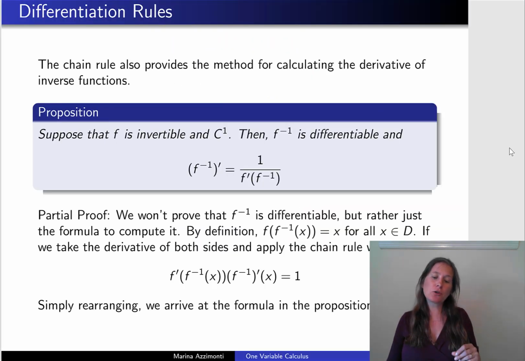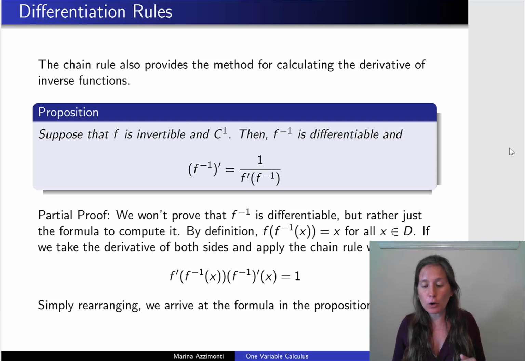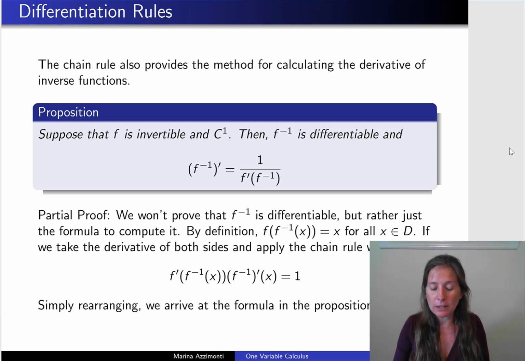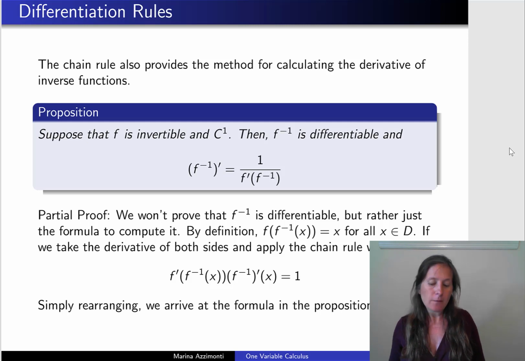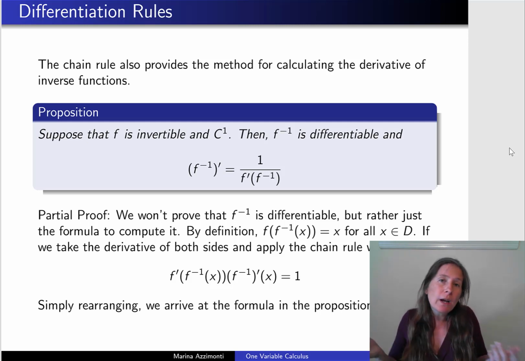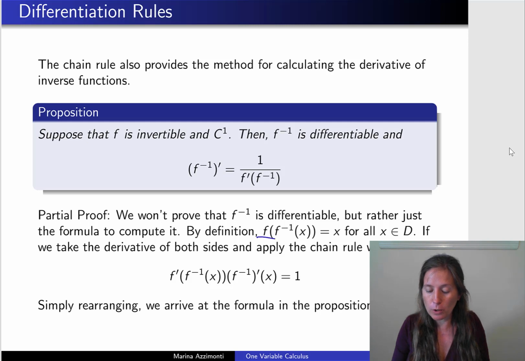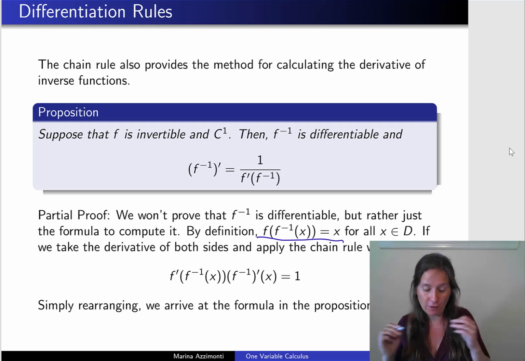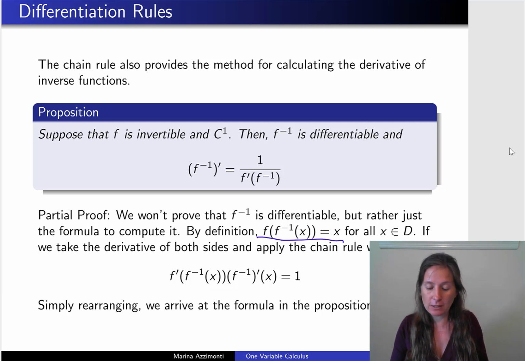Now, one other differentiation rule that is going to be useful and that is given by the chain rule is a method for calculating the derivative of inverse functions. So the derivative of the inverse of f is 1 over the derivative of f evaluated at f inverse. How can we do this? Well, we can again use the chain rule. So what do we know? We know that by definition the inverse of f is a function such that when you evaluate f at its inverse, you recover back x, and this works for all x in the domain.